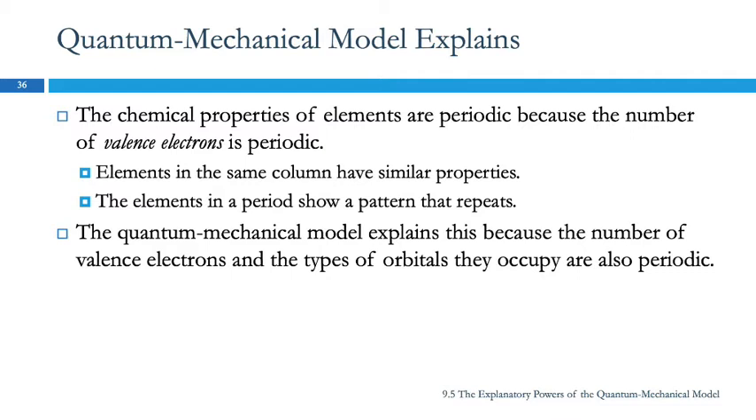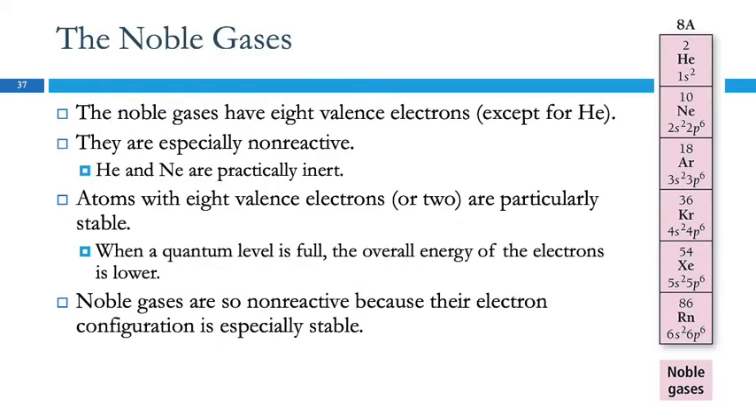So the number of valence electrons and the types of orbitals they occupy are also periodic, and thus chemical properties are periodic. So let's look at some of those things.